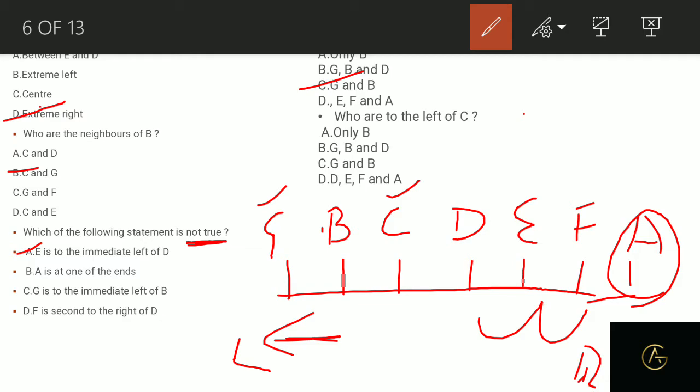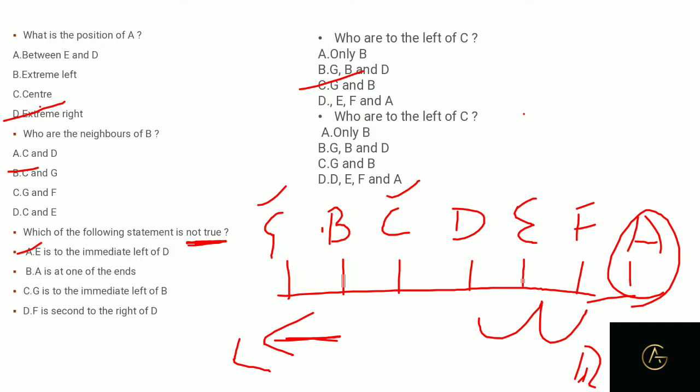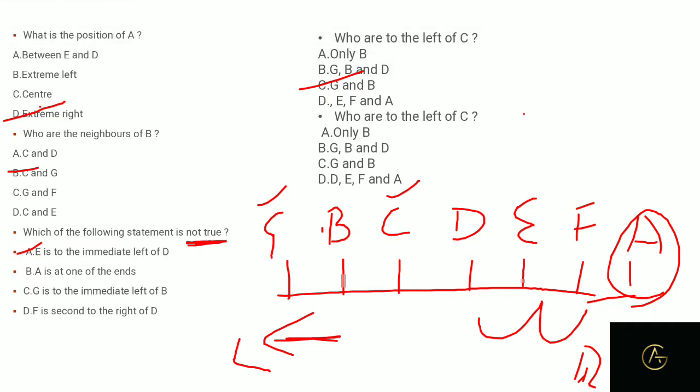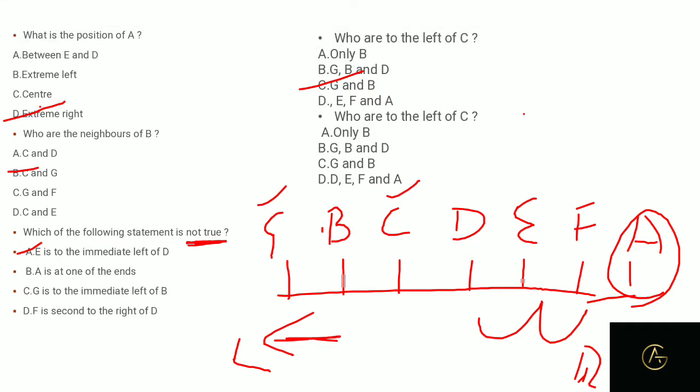Who are to the left of C? Tell me, guys. Same question repeated. So leave it. It's a repetition of the question, guys. So hope you understand it.